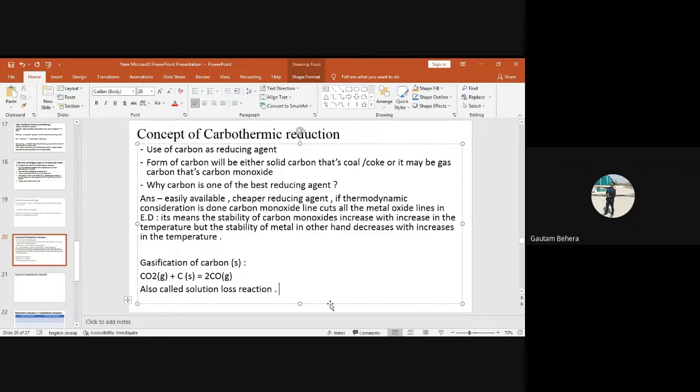But you have to remember one interesting point. We cannot use carbon as a reducing agent if we are dealing with sulfide ore, because there is no analogy between carbon, sulfur and carbon monoxide. Carbon does not react with sulfur to give you carbon monoxide, right? But carbon can react with oxygen present in the oxide ore to give you carbon monoxide. So when we are dealing with sulfide ores, we first convert the sulfide ore into oxide ore by the process known as roasting.